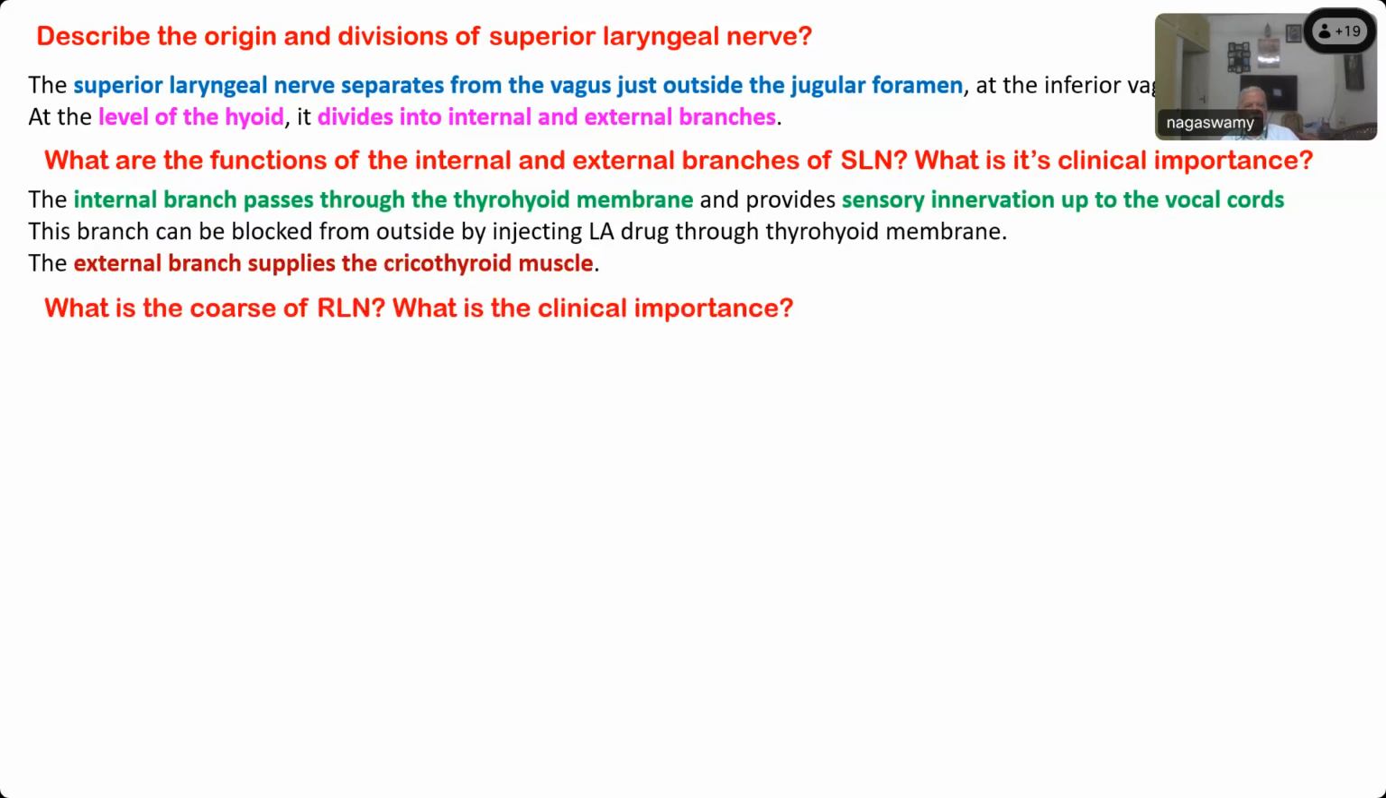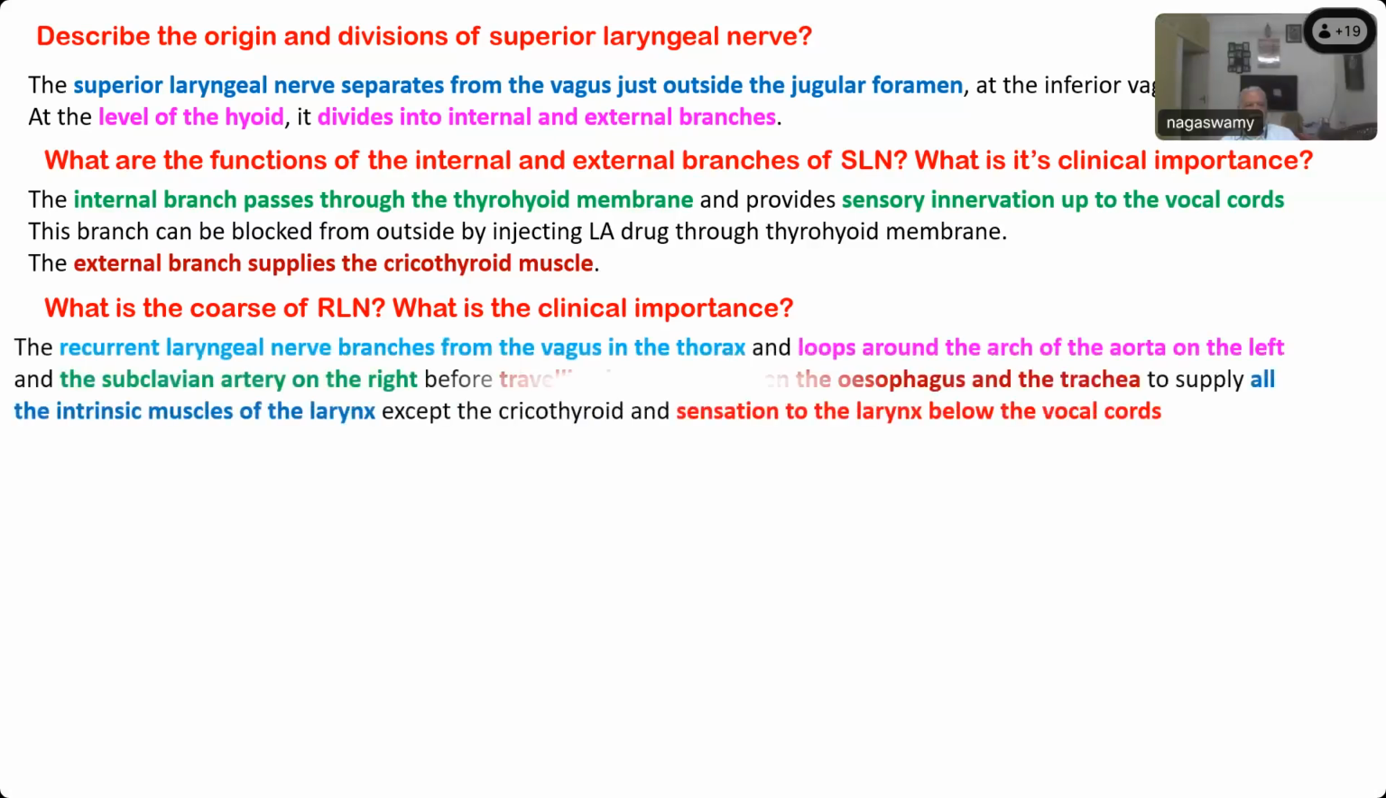What is the course of the recurrent laryngeal nerve and what is the clinical importance of that? It runs lateral to the thoracic part of the esophagus on both sides, and on the left side it takes a turn around the arch of aorta. Recurrent means it winds round. That's why it's called recurrent, because it comes down, then turns back and goes up. So on both sides it is doing that.